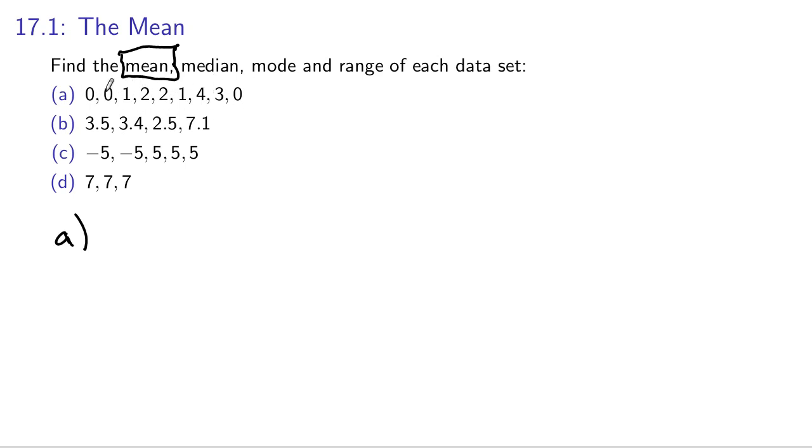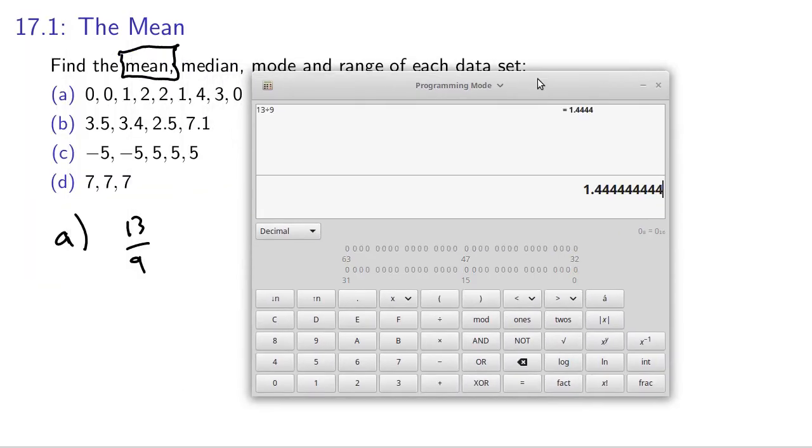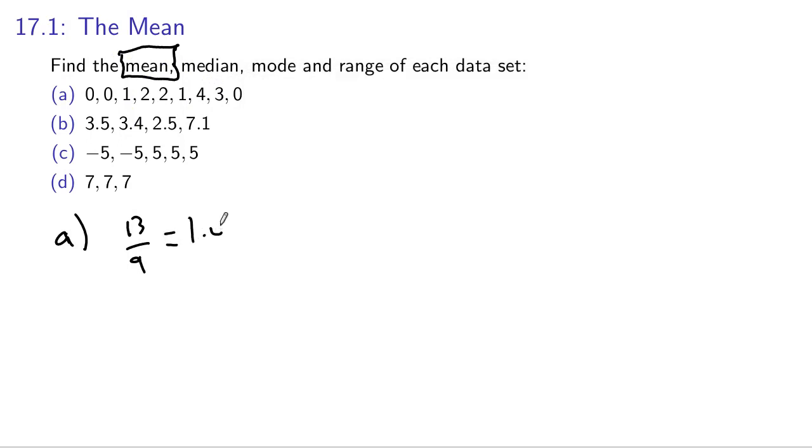So adding the zeros is easy. We don't have to do anything. 1 plus 1 is 2. 2 and 2 and 2 is 6, and 4 is 10, and 3 is 13. So it's 13 over 1, 2, 3, 4, 5, 6, 7, 8, 9, 9. And if we want to write that as a decimal, we can, or even as a percent, but this is more than 100%. We usually don't write that as a percent. As a decimal, it's 1.44, or we could be even more precise and say it's 1.4 repeating forever. The 4 repeats.